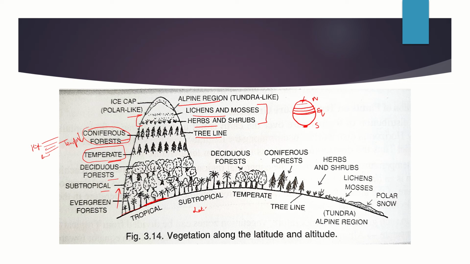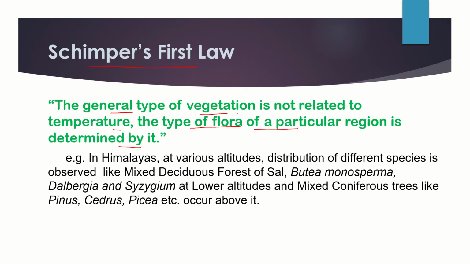So it says that the general vegetation is not affected by temperature. It is the particular species of that area which are affected by temperature. So within this temperate range itself, the temperature will be affecting in a way that you will have layers of different plants within this region. Okay, so we'll read it again. The general type of vegetation is not related to temperature.